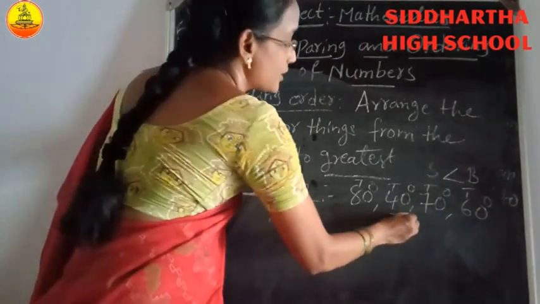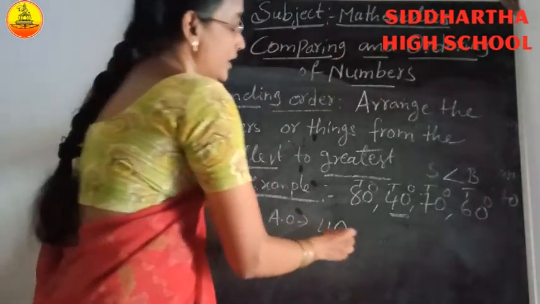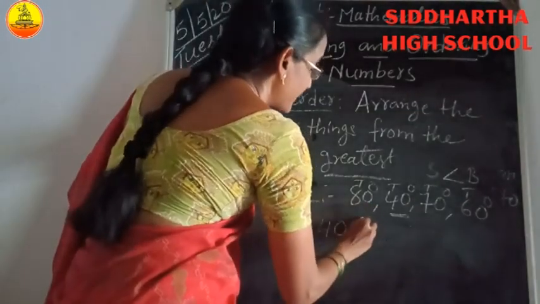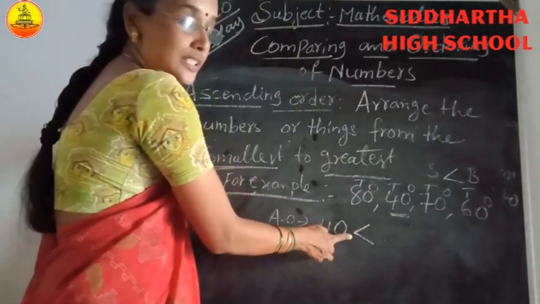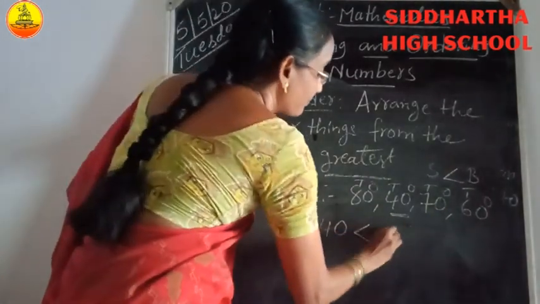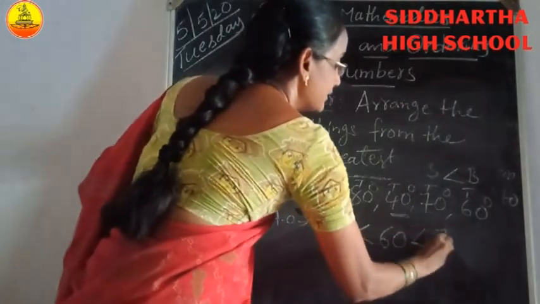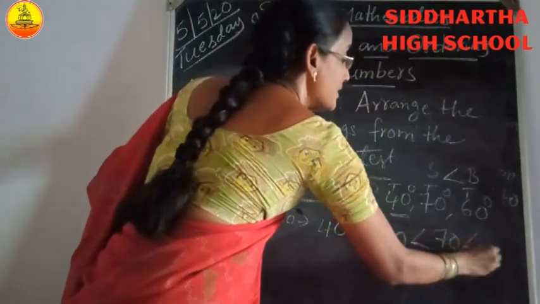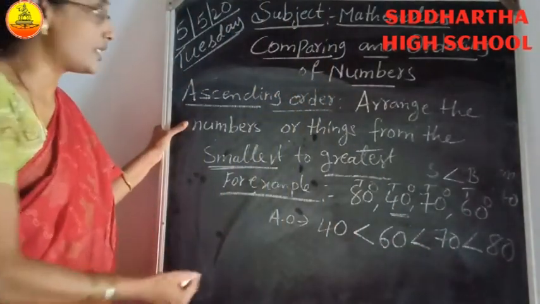In this one, which one is the small? 40 is the small. Yes, 40. Next, I told you small to big by using this symbol, that's why you use the less than symbol. 40 is less than 60, less than 70, less than 80. Did you understand, children?